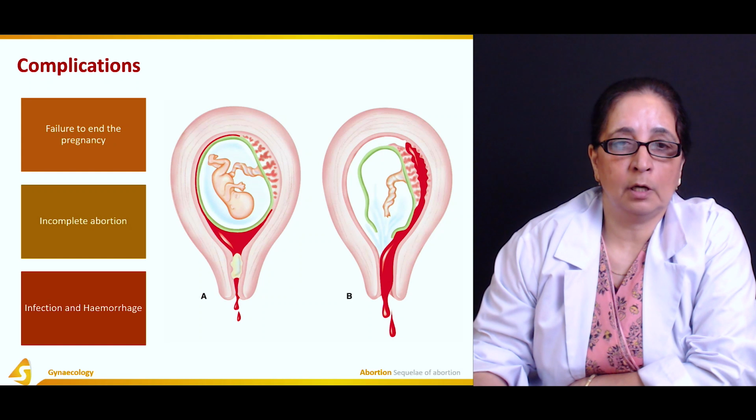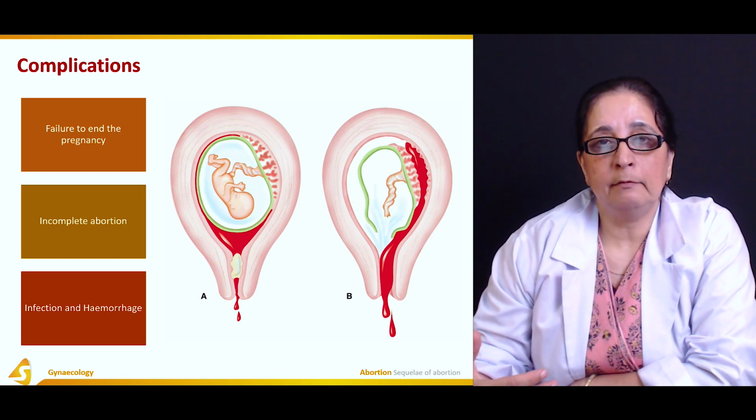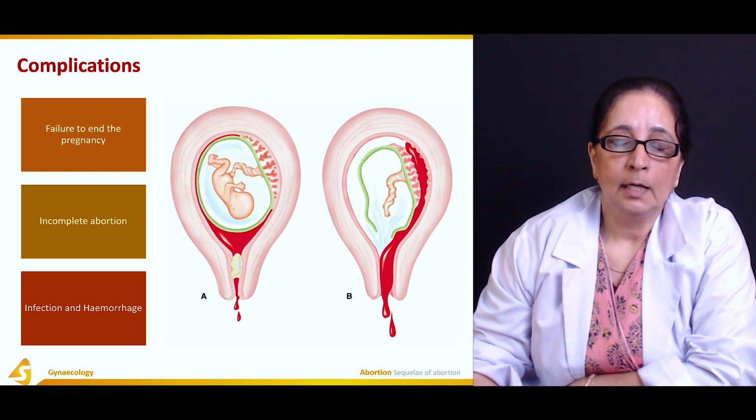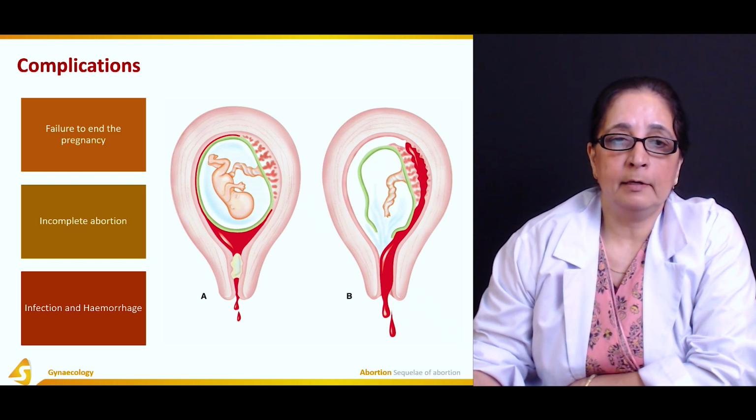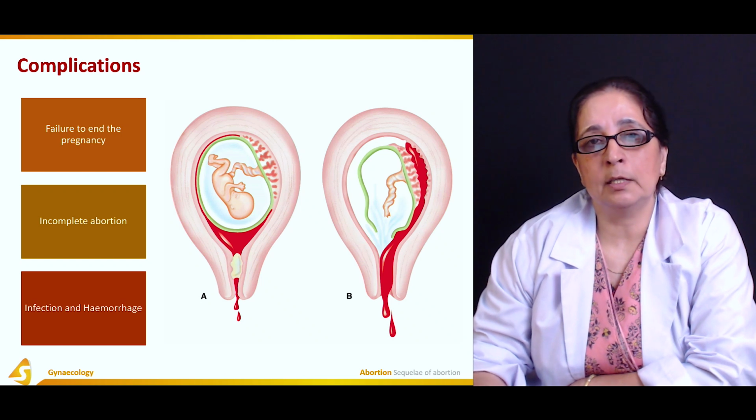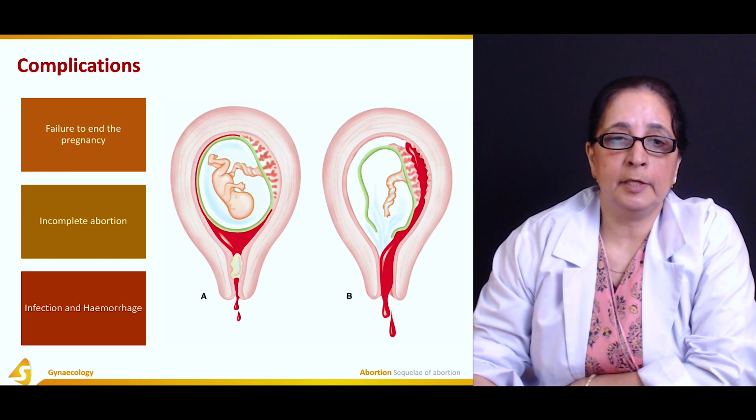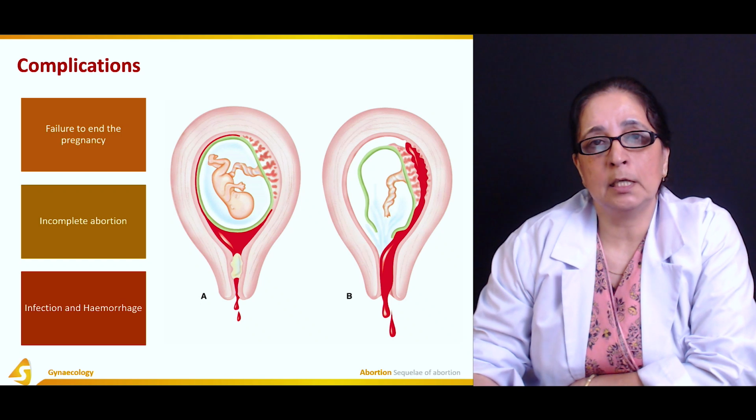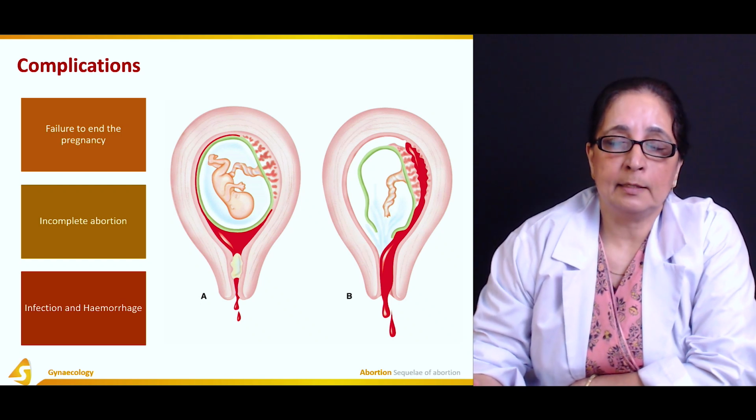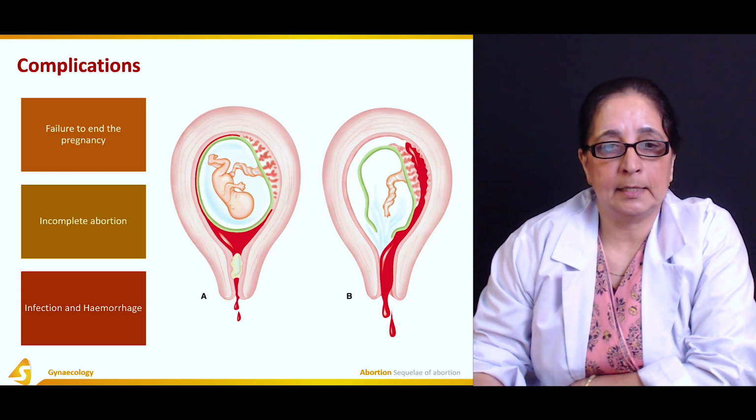Complications of abortion are failure to end the pregnancy. This is sometimes common, especially in late gestation, that even if the doctor tries to abort the pregnancy or abort the fetus, the pregnancy still doesn't end and the fetus continues to grow. That's one complication, which is failure to end the pregnancy.